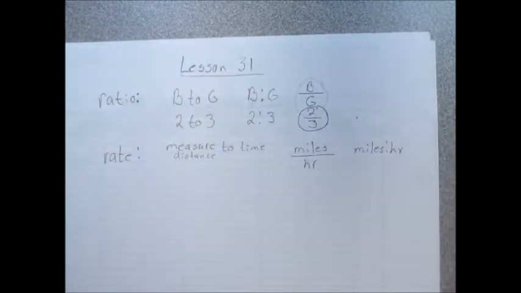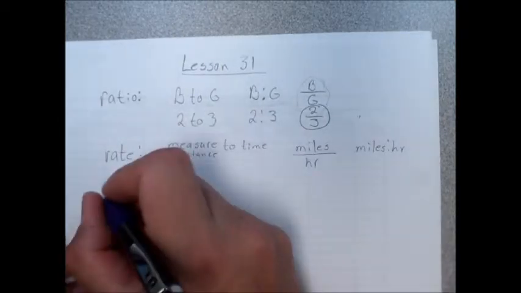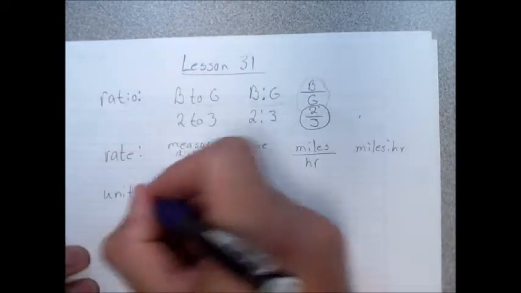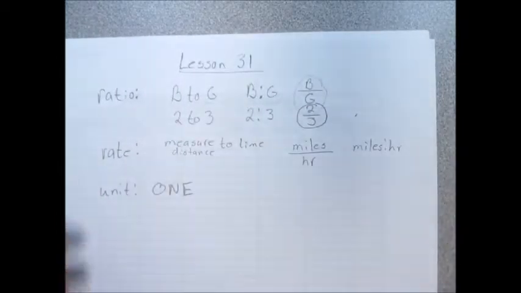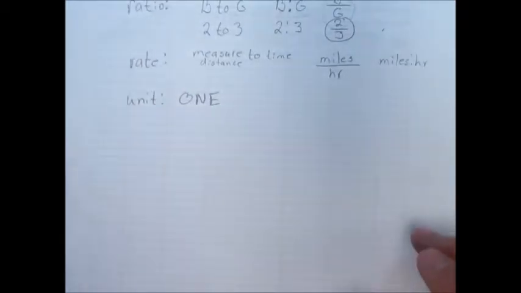Okay, now unit rate. Every time you hear the word unit, you should always think 1. When I say unit rate, always think 1. When we were doing unit conversions, I told you that 12 inches over 1 foot is equal to 1, because every 1 foot is 12 inches, so it looks like 12 over 12. So it's always equal to 1.